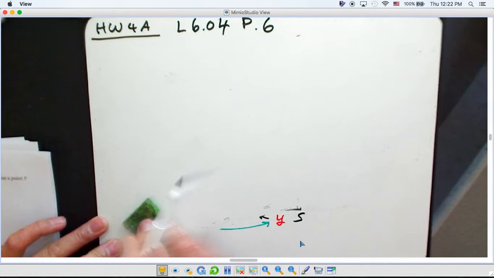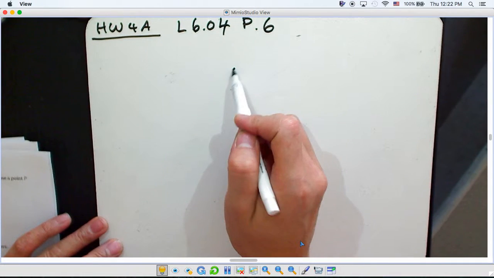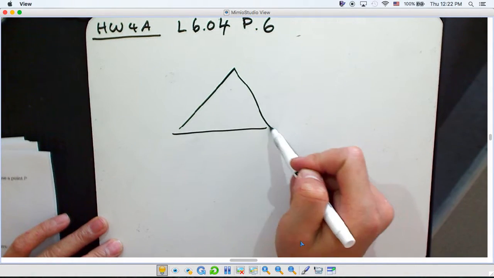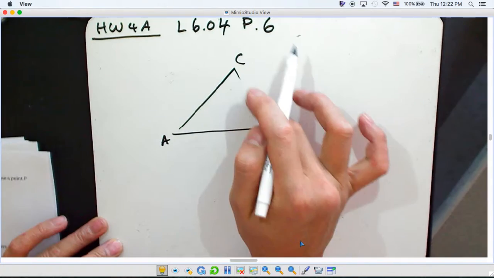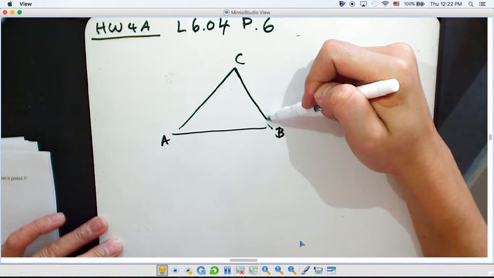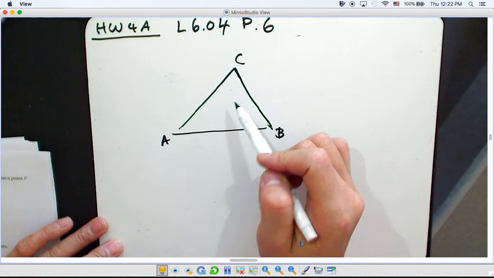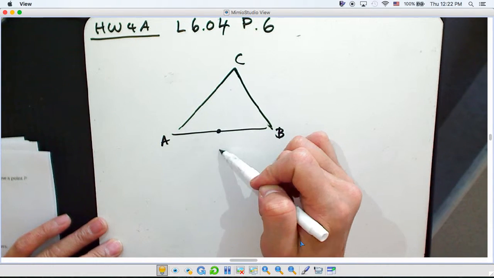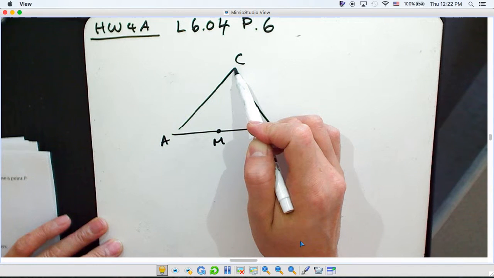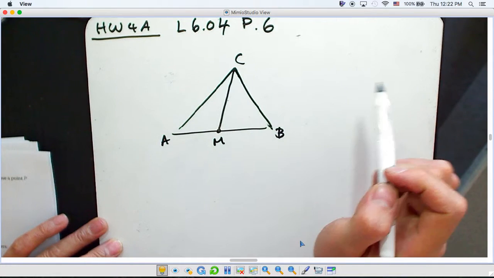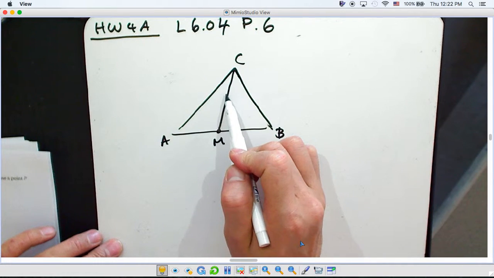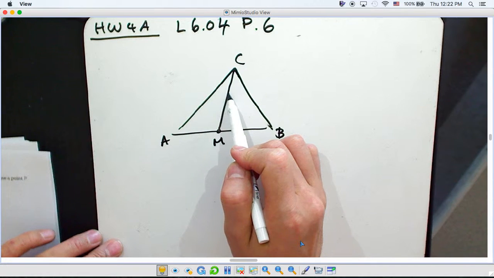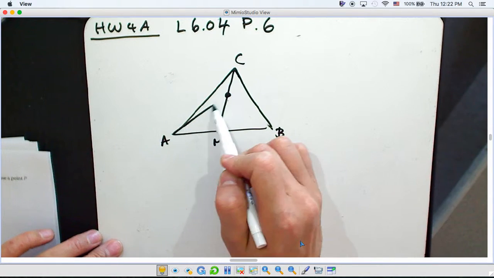All right. So we have triangle ABC. And now we have a median. So let's take midpoints. Do you remember what the median is? Draw a line to the vertex. That's median CM. And let's take point P somewhere on that median and draw a line.